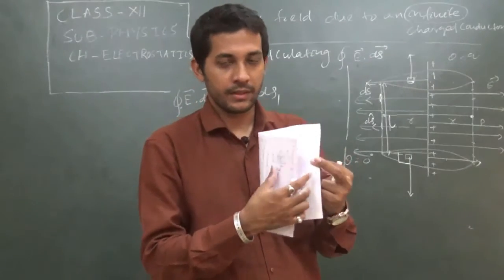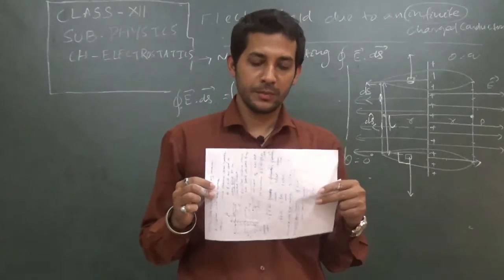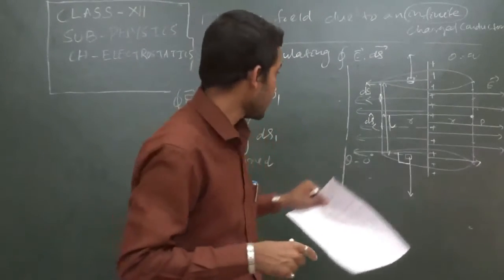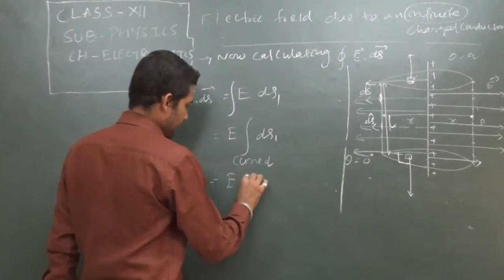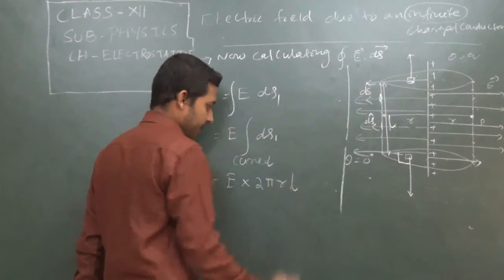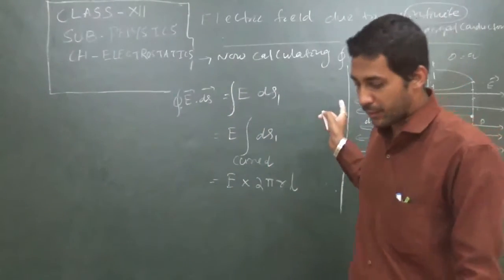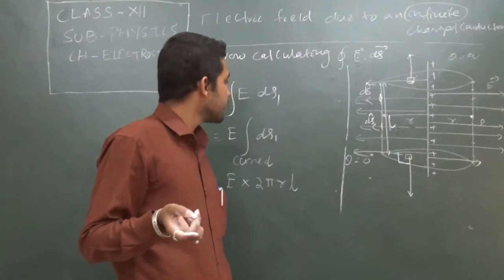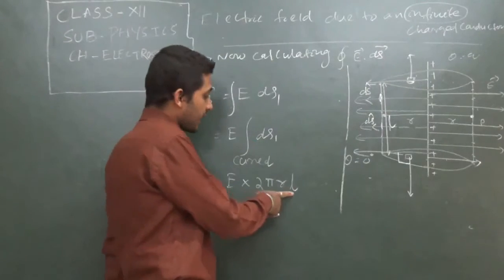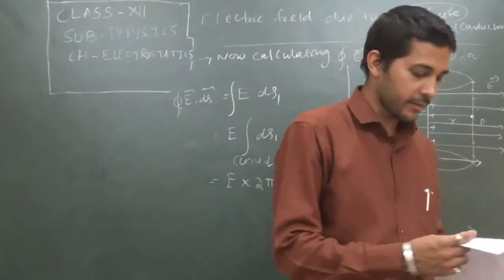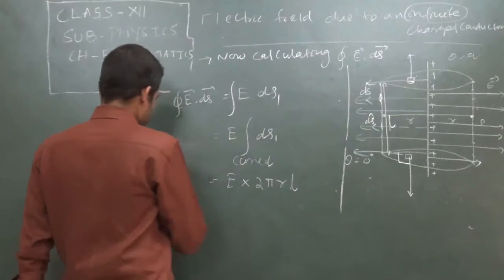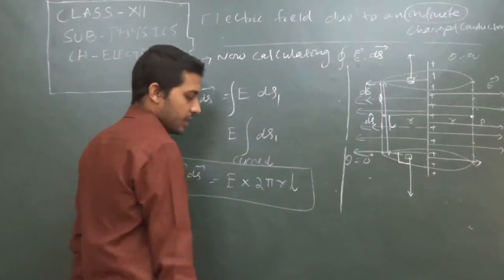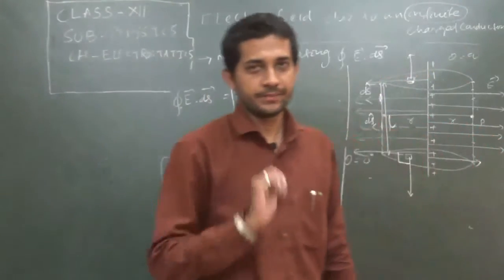When I open it up, it is like this, yes or no? So you will get 2 pi r into L, where 2 pi r is the whole circumference of the circular part. So you will get E multiplied by 2 pi r L. You already know, when you open up a cylinder by its curved surface, it becomes a rectangle, where the circumference is the length and L is the width. Then we multiply them. Clear? This is the basic part. So we got the closed integration of E dot ds equals E times 2 pi r L. This is the second step we calculated.